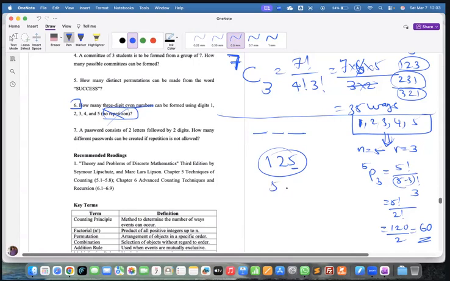Similarly, let's say I'm making another number, 524. So this is an even number. How are we showing it is an even number?